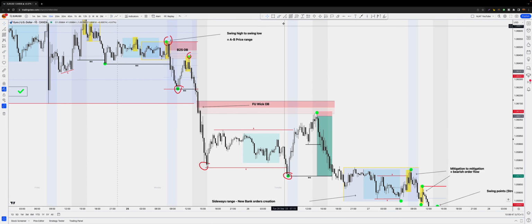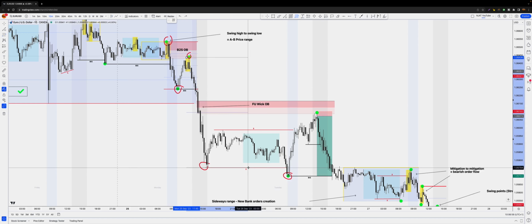Now, a lot of people will look at the structure and say that this is that next lower high and that next lower low. Now, the reason I'm not looking at that as my next lower high and lower low is because if I take this high to this low here, price hasn't pulled back into premium. So this is still a part of that leg down.